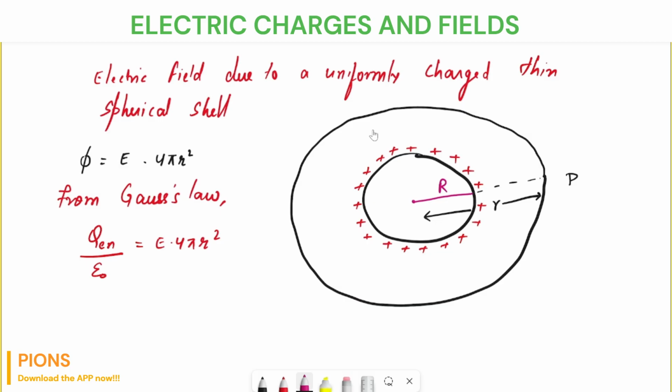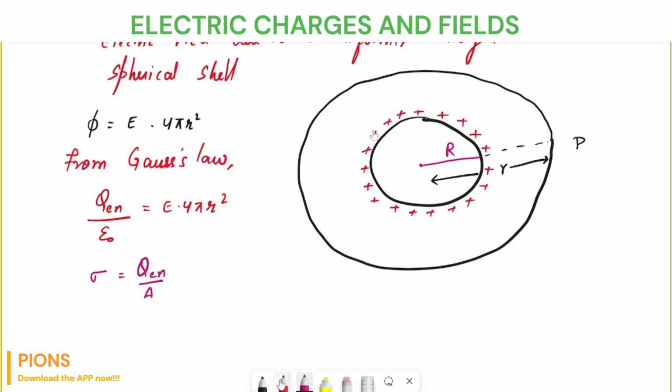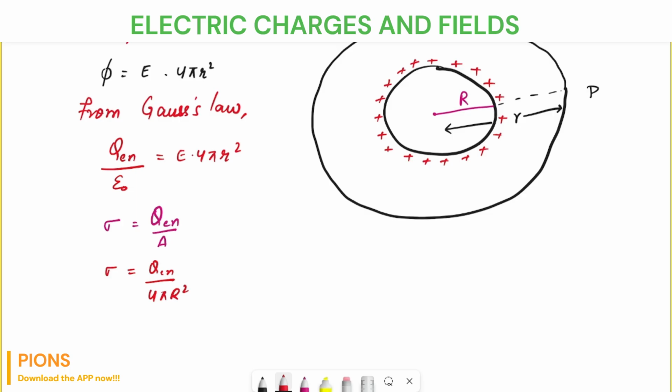Now here be very careful, though it's a 3D, but here the charges are present only on the outer surface. So sigma will be equals to Q enclosed upon area. And here where is the charge distributed? So the charge is distributed along the area, Q enclosed upon 4 pi capital R square. Be very careful. So if we cross multiply, Q enclosed will be equals to sigma into 4 pi r square. This is our equation 1 and this is our equation 2.